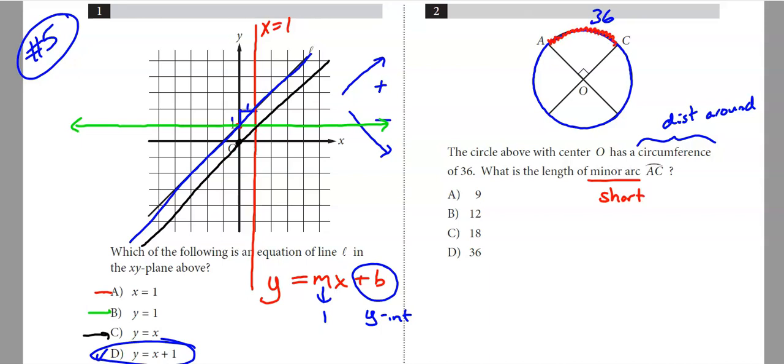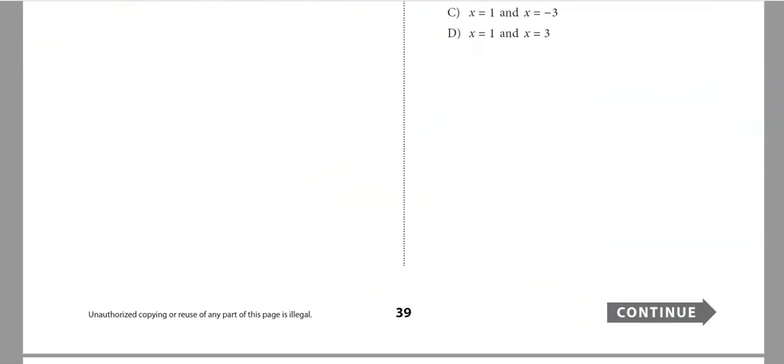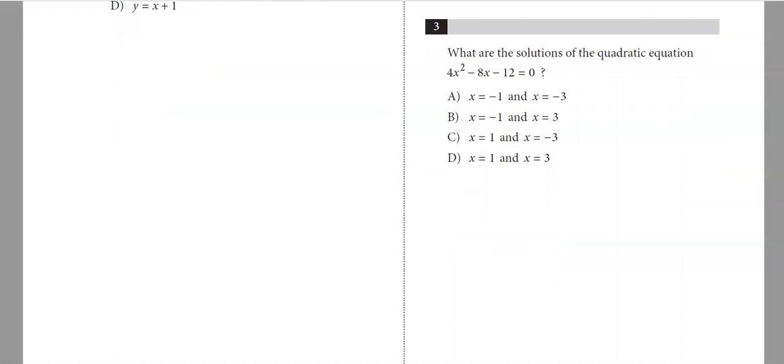Well, since this is the center, and we have 90-degree markers, we basically broke it into quarters. So it is going to be 36 divided by 4, because it's a quarter of the way around the circle, which would be 9. So correct answer there is A. Moving right along, come down here to number 3. What are the solutions of the quadratic equation?